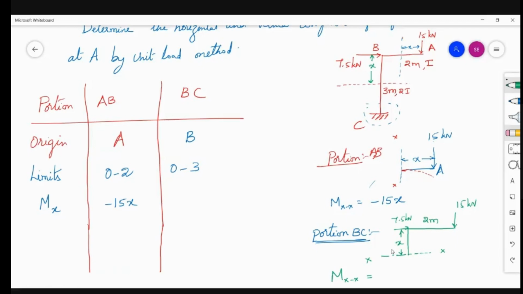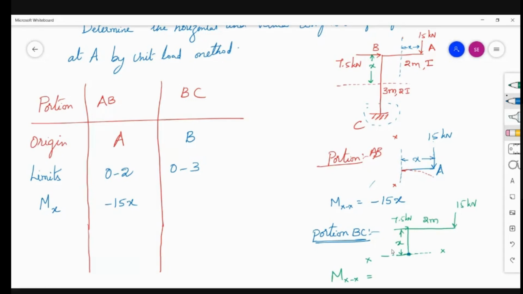Moment at XX. Just to see this one. Here you are considering your moment. When you consider your moment, this is the point. At this point, the moment is fighting.